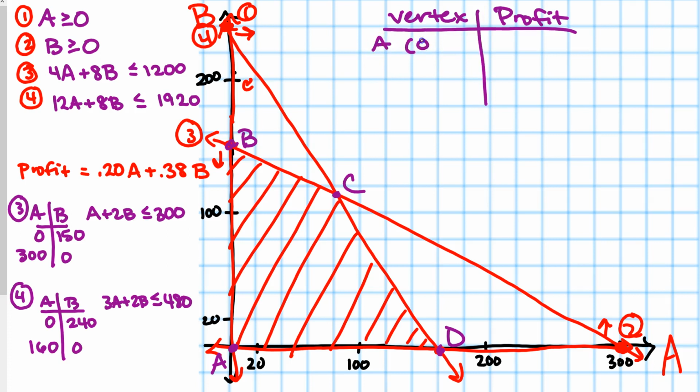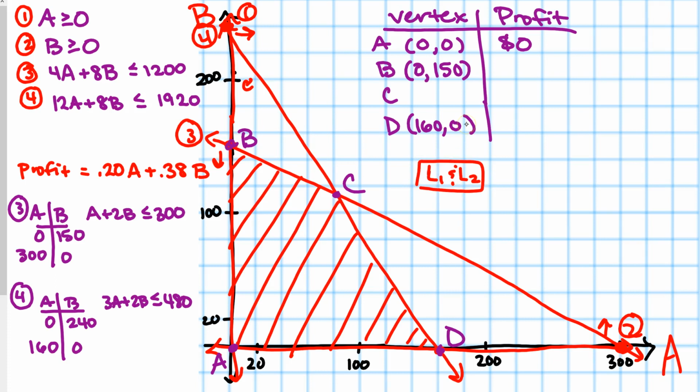So A is 0, 0 with a profit of 0. B, we already found that earlier, that's the point 0, 150. C, I'm about to find. D, we found that earlier, that's the point 160, 0. And now to find point C, we need the intersection of lines 1 and 2. Oops, not 1 and 2. What did I do? Should be 3 and 4, right? 3 and 4. Okay.